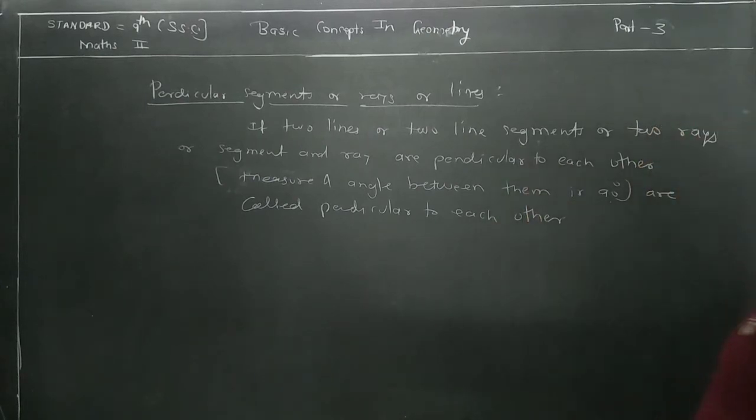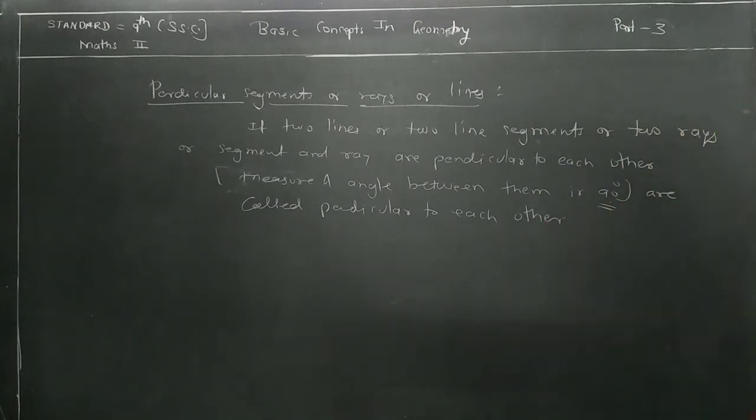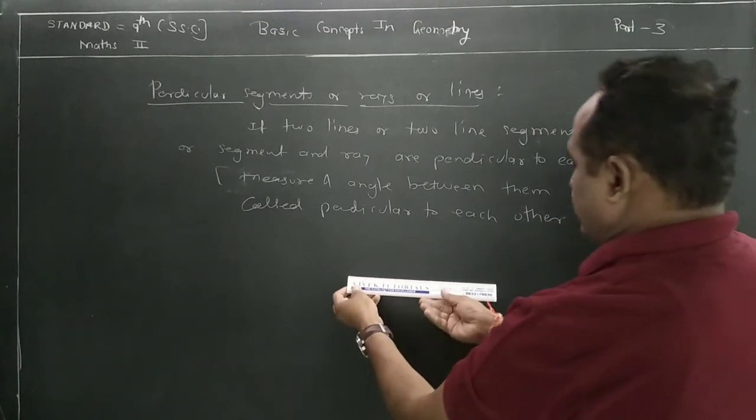Have you understood this? The definition is not important, the concept is important. Perpendicular segments or rays or lines means if two lines or two line segments or two rays, or a line and ray, are perpendicular to each other, the measure of the angle between them is how much? 90 degrees.